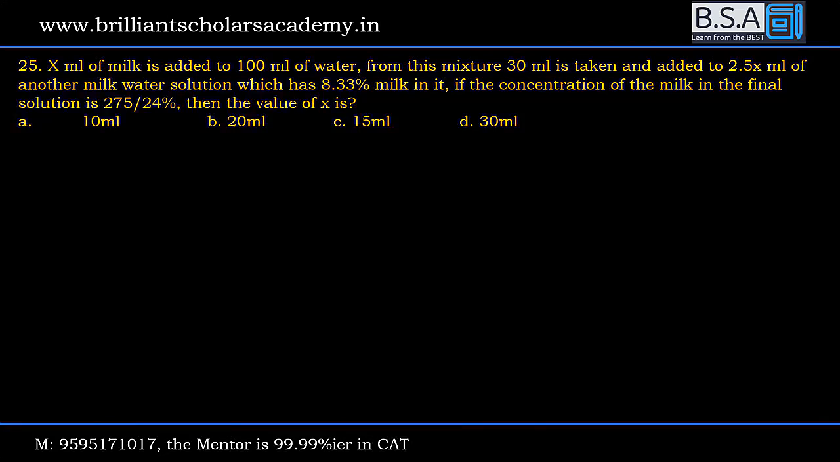So you are dealing with variable X. X has been used in two or three places, and look at the kind of percentages you have to work with. 275 by 24%, 2.5x ml of milk, 8.33% milk. So the first problem is to visualize what is going on. We will get to the numbers later. First, you must know how to visualize all of this. This becomes a little difficult question to work with because of the complexity of numbers.